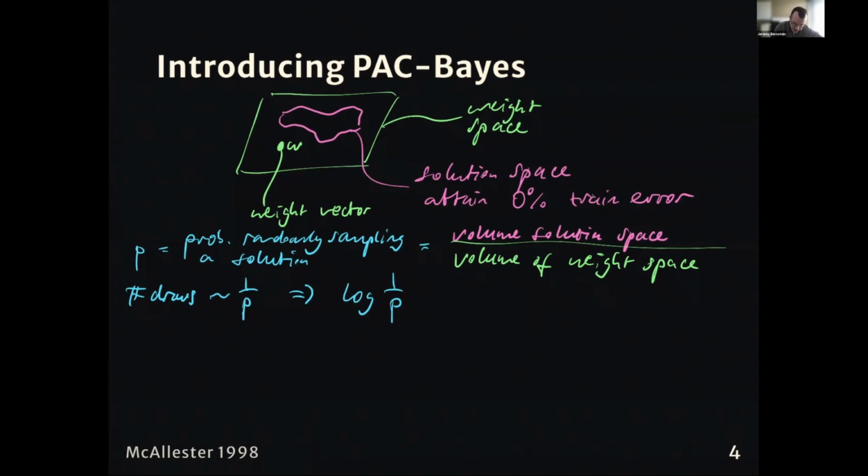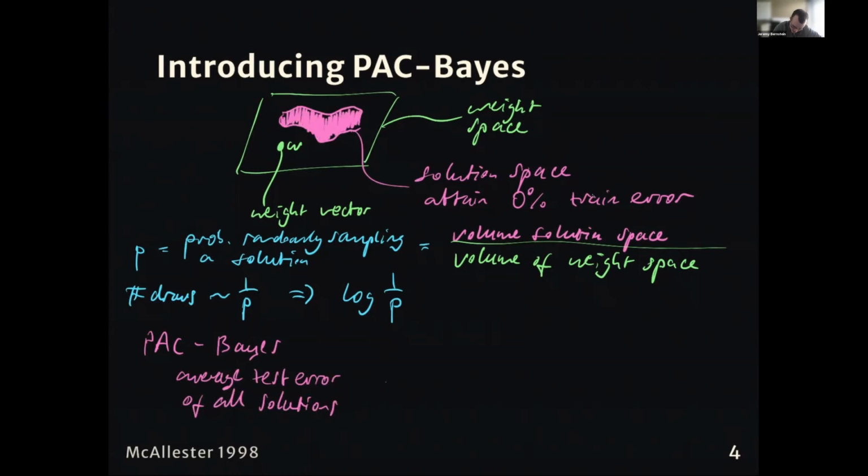The relation to generalization theory is given by PAC-Bayes, which says, in a simple form of the bound, that the average test error of all solutions... Remember that solutions get 0% train error, but not 0% test error. So you imagine integrating over the whole solution space and averaging the test error over all those solutions. And PAC-Bayes says that that average test error is bounded by log 1 over P divided by the number of training data points.